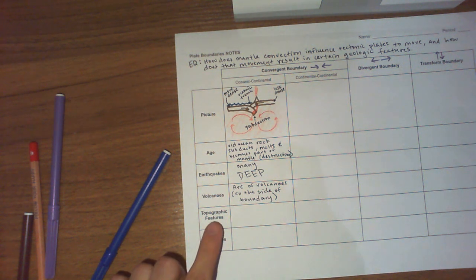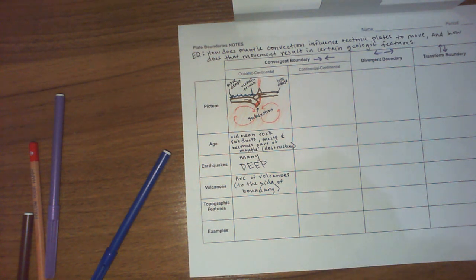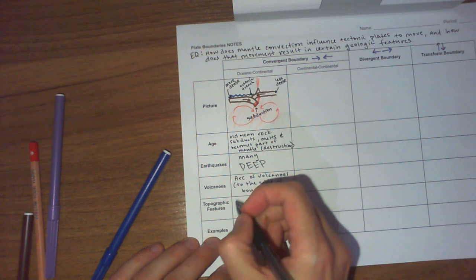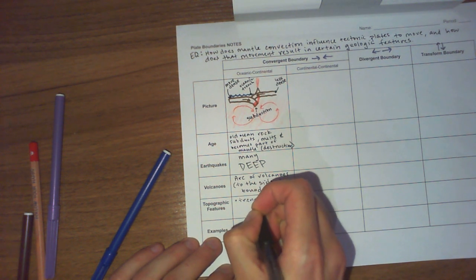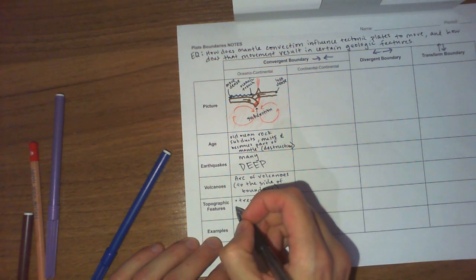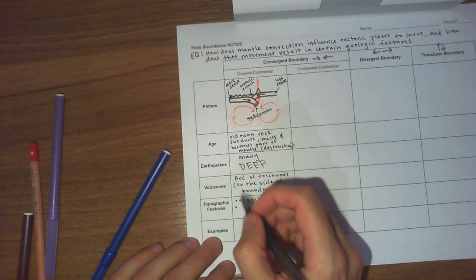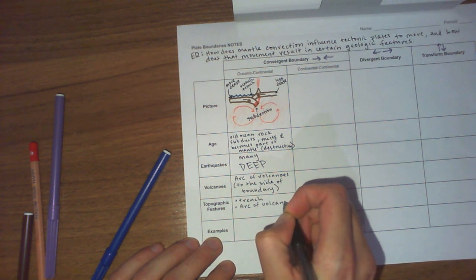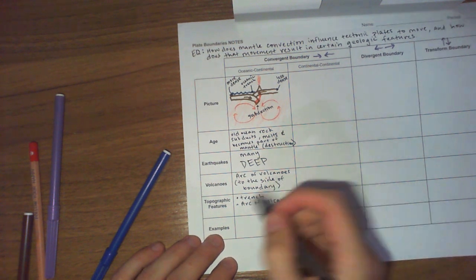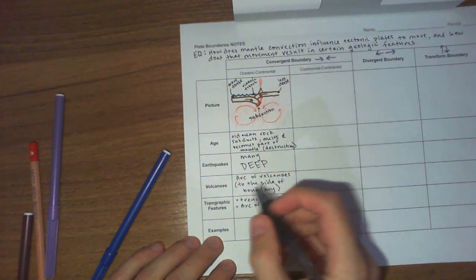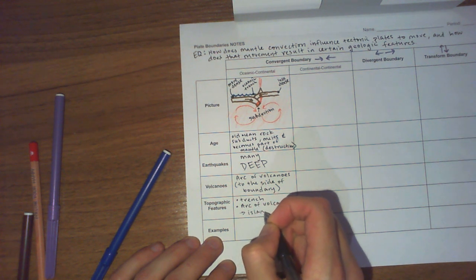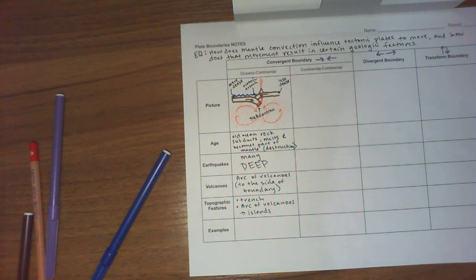Next, topographic features. Topographic features are the things that we're going to be able to see, like elevation changes, that kind of stuff. So again, we see a trench. We're going to see an arc of volcanoes. That's another topographic feature because we're going to see elevation change. And sometimes if we're talking about oceanic convergence, we could be getting island arcs, islands. Cool. And then some examples.